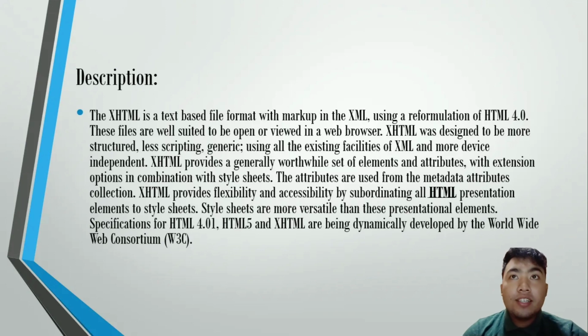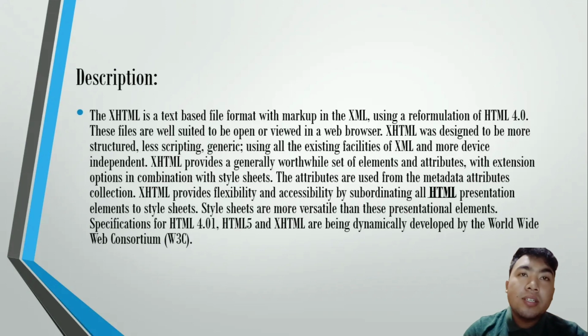What is an XHTML file? XHTML is a text-based file format with markup in XML. Using a reformulation of HTML 4.0, these files are well suited to be opened or viewed in a web browser. XHTML was designed to be more structured, less scripting, generic, using all the existing facilities of XML and more device independent. XHTML provides a generally worthwhile set of elements and attributes, with extension options in combination with style sheets.